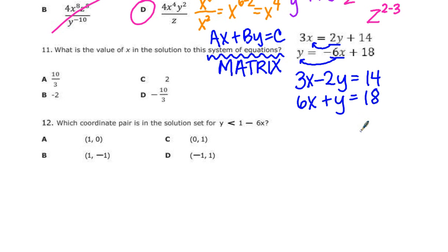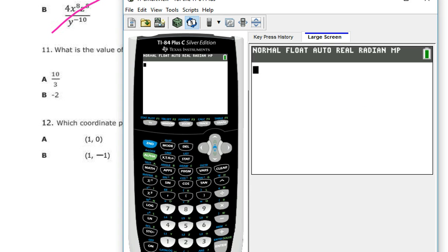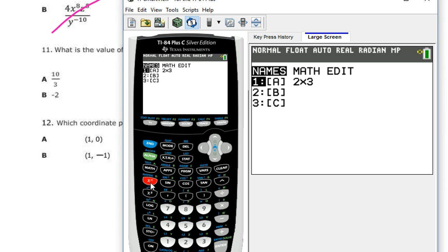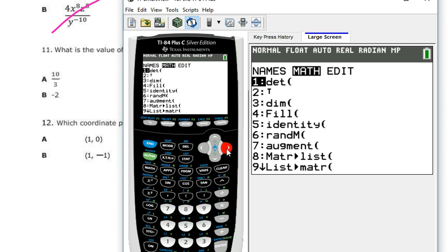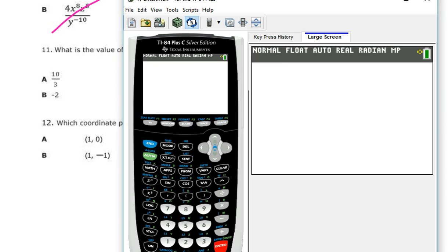So go ahead and plug those into your calculator. I'm going to get mine going too. Alright, so get out your calculator. Let's remember how to do the matrix. If you don't remember, we go to second, matrix, and we go over to edit. And we want to edit A, and you have to make it a 2 by 3. I already plugged in my numbers. So we got 3, negative 2, 14, 6, 1, and 18.